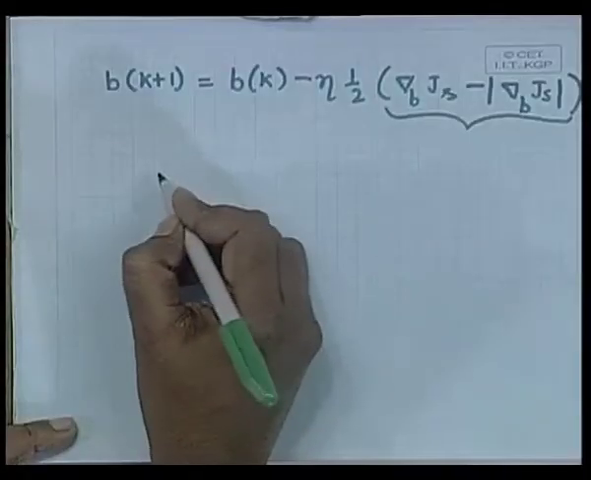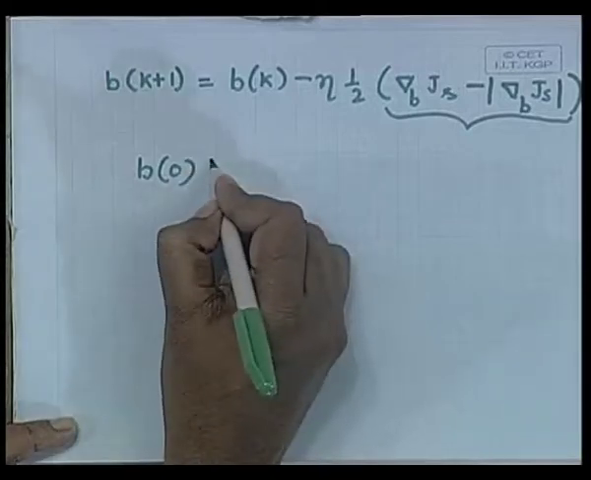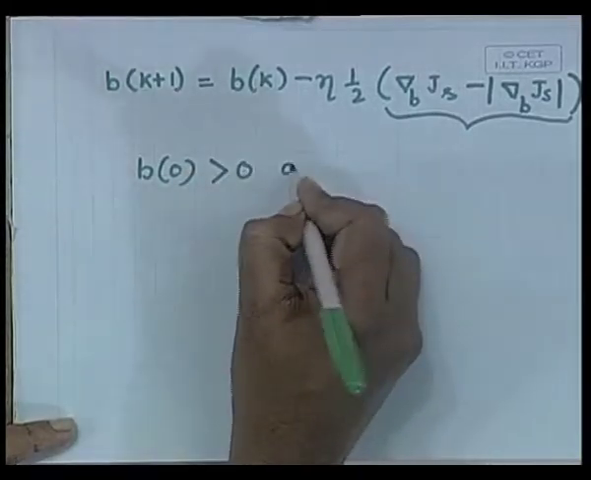So our iteration algorithm on B will be the same as before, that we will have a B 0 greater than 0, but otherwise arbitrary.